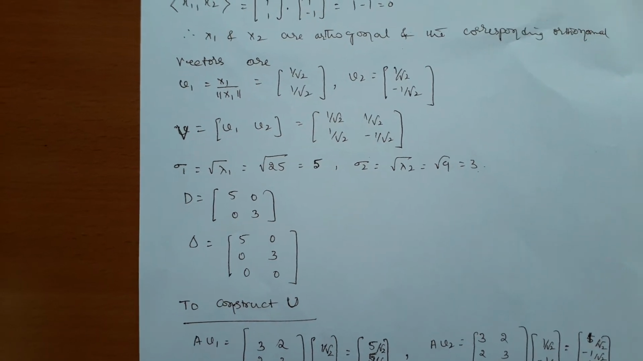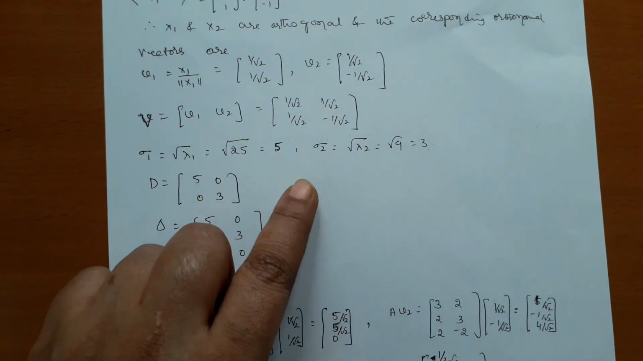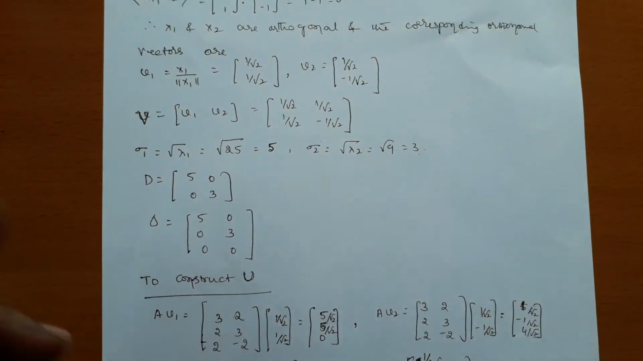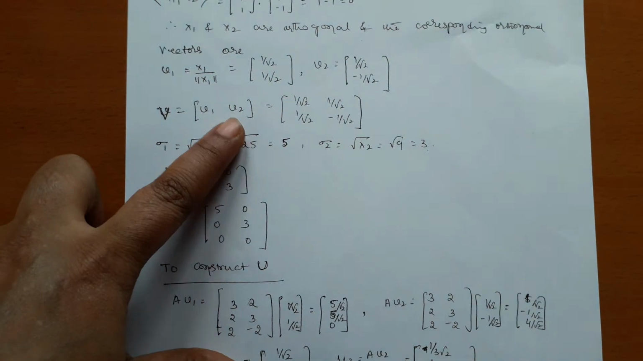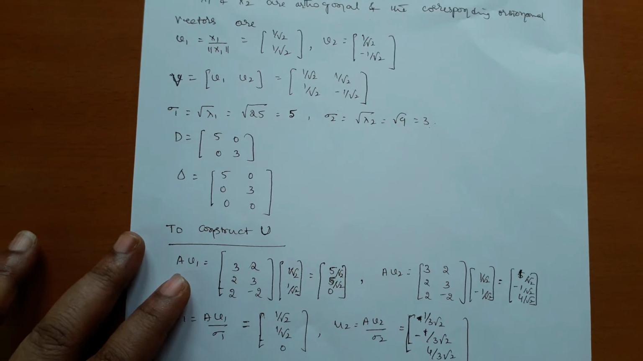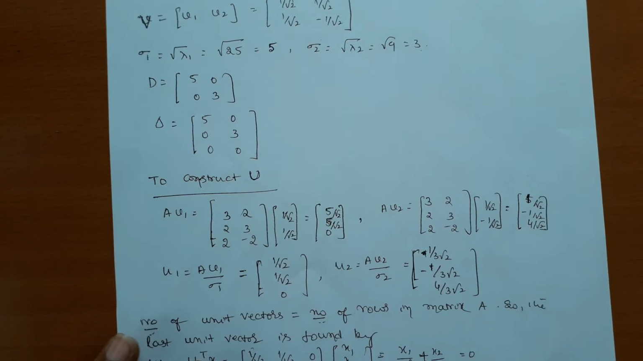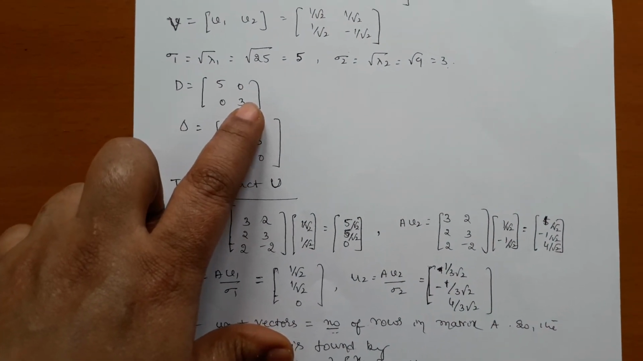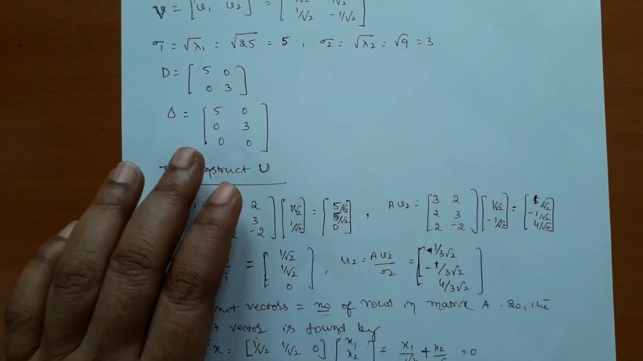Therefore, now I have to find the corresponding normalized vectors. Say v1 is x1 divided by norm of x1, and v2 is x2 divided by norm of x2. You know how to find the normalized value. V is equal to v1, v2: first vector, second vector. Then you calculate sigma 1 as the square root of lambda 1, and sigma 2 as the square root of lambda 2. We get 5 and 3. Both are non-zero. Now we get the matrix with 5, 0, 0, 3.